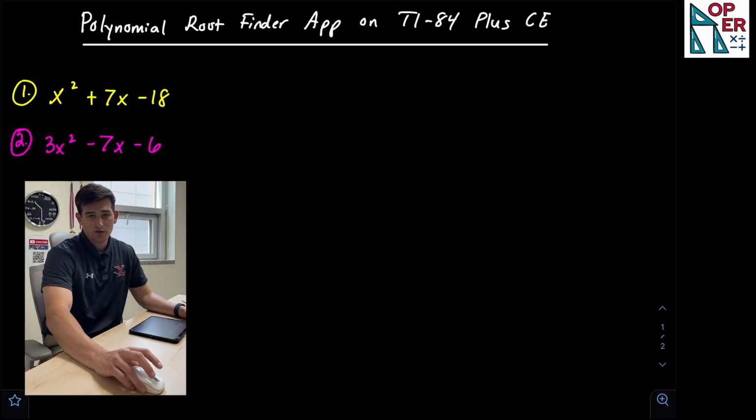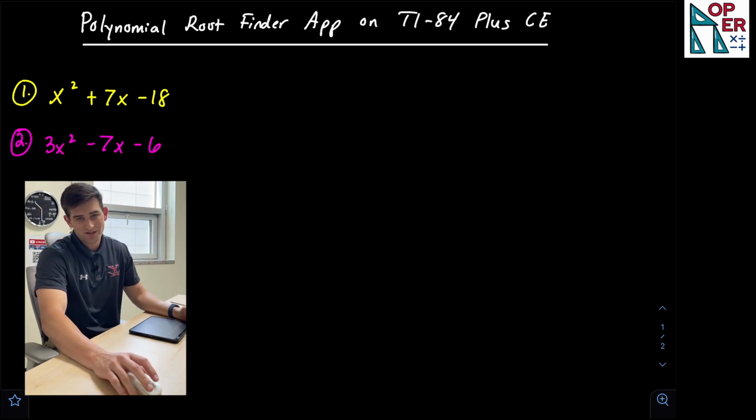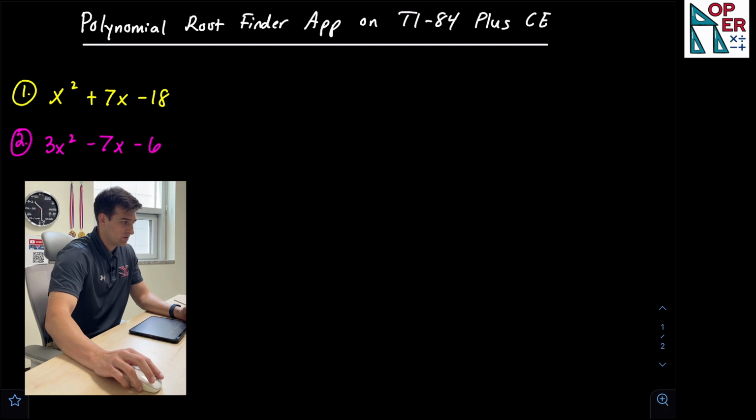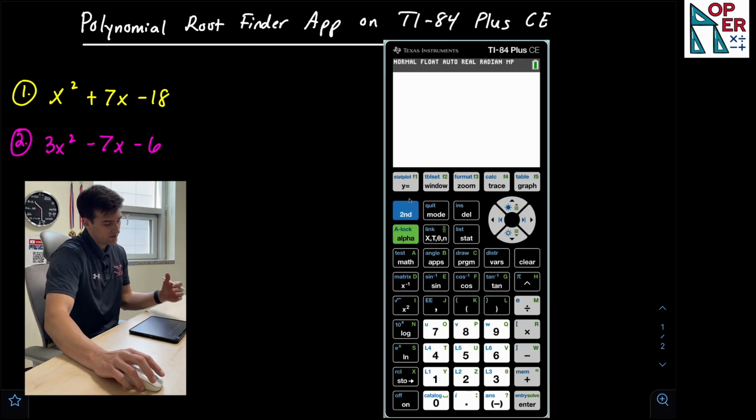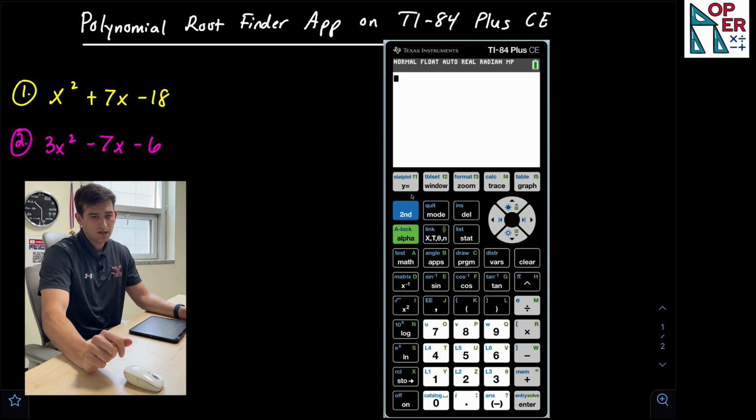Hello everyone, in this video we're going to talk about how we can factor polynomials on the TI-84 Plus CE graphing calculator. So I'm going to bring my calculator on the screen, and we notice that we have two examples we're going to do: x squared plus 7x minus 18 and 3x squared minus 7x minus 6. So these are both quadratic polynomials, ones that we would see in Algebra 1 or Algebra 2.